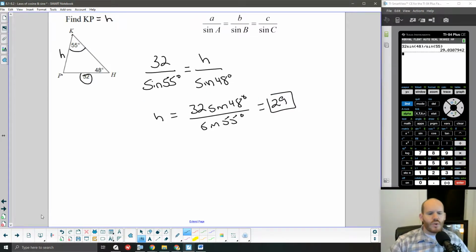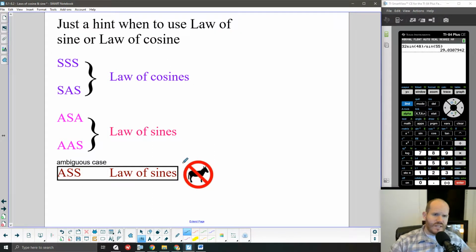And as a tip for helping you know which formula to use when, if you think back to different combinations you could have, if you have three sides, we can use the law of cosines to find any one angle opposite any one of those sides. If I have a side angle side combination, I could find the side opposite the given angle. And then if I have angle side angle or angle angle side, I can use the law of sines to find missing sides. The only one thing that I'm going to put a button on is what we call the ambiguous case, is if you have an angle side side situation.